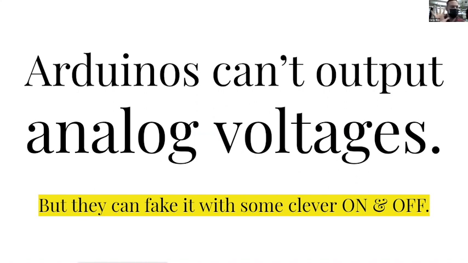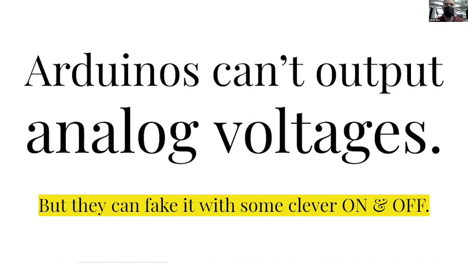They give you 5 volts or they give you 0 volts. And that's all. That's all they do. So they can fake it. They can fake giving you 2.5 volts or giving you 3 volts or giving you 1 volt by very cleverly turning on and off faster than you might imagine.